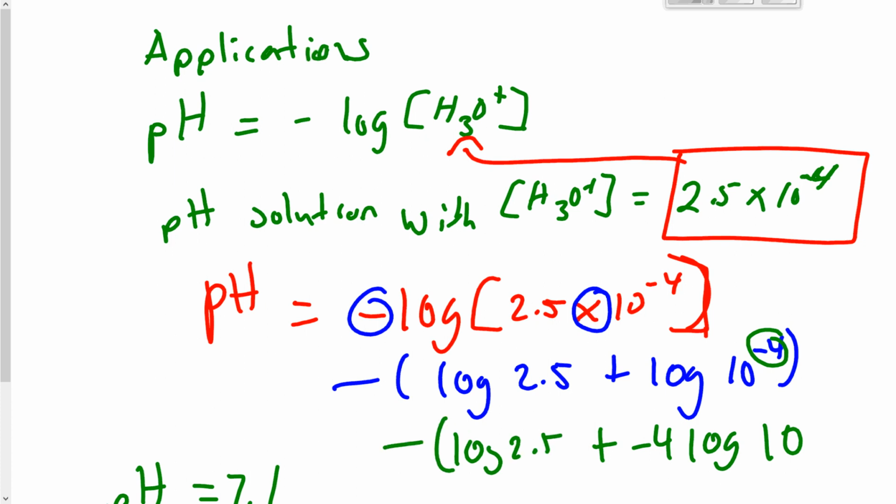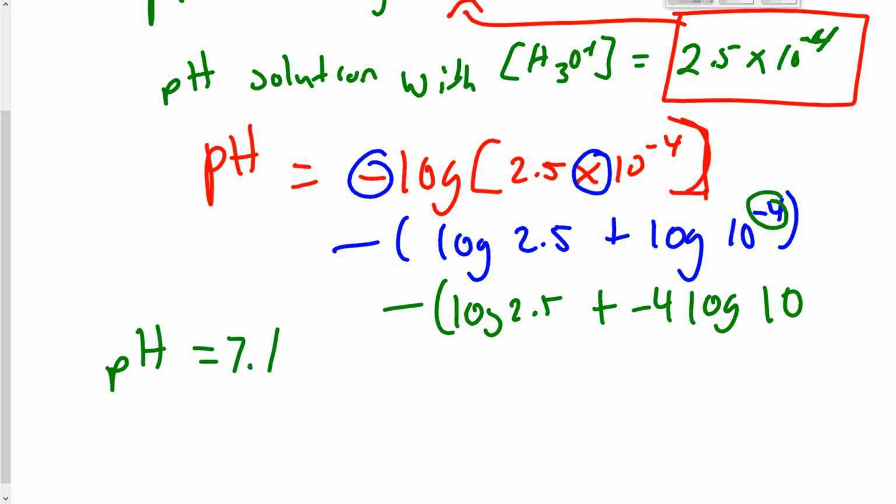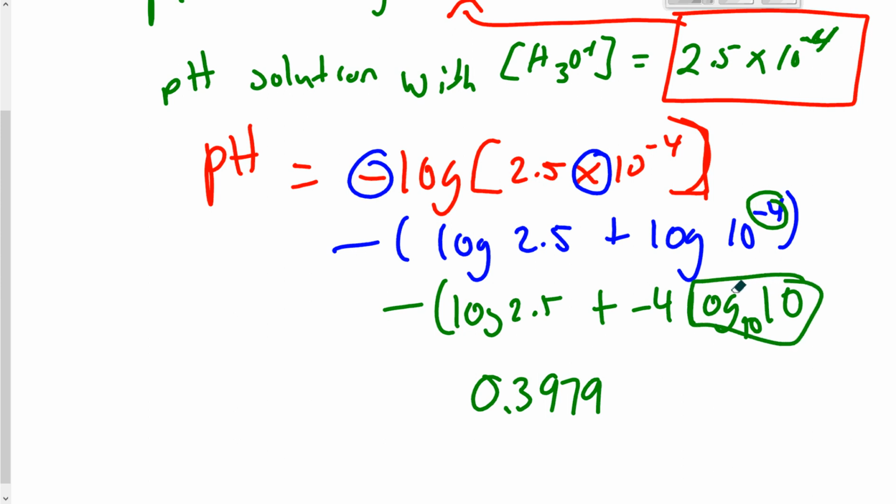This is for the next problem, I'll erase that. Okay, now we can go ahead. You can distribute that negative, or you can simplify this first, it doesn't matter. So we can put these in our calculator, and we get 0.3979. Then log has base 10, raised to 10, so this is going to equal 1. So I just get negative 4 here.